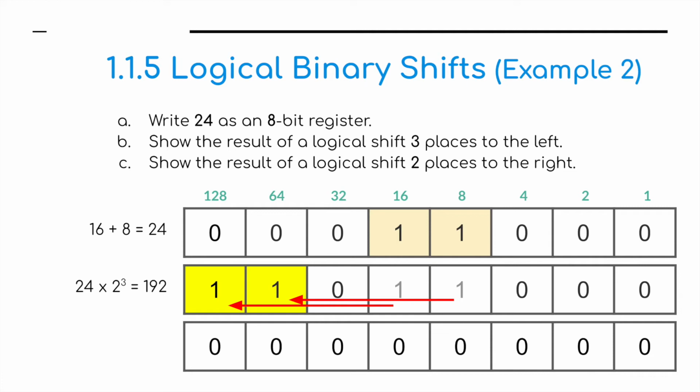Okay, 192. Now if we go back to the existing register, which was 24, and we go 2 places to the right, you can see there we've gone 1, 2. We're basically dividing. So 24 divided by 2 to the 2 shifts would equal 6. Basically 24 divided by 2 is 12, and divided by 2 again would be 6. Okay, so that's how we multiply and divide using logical binary shifts.